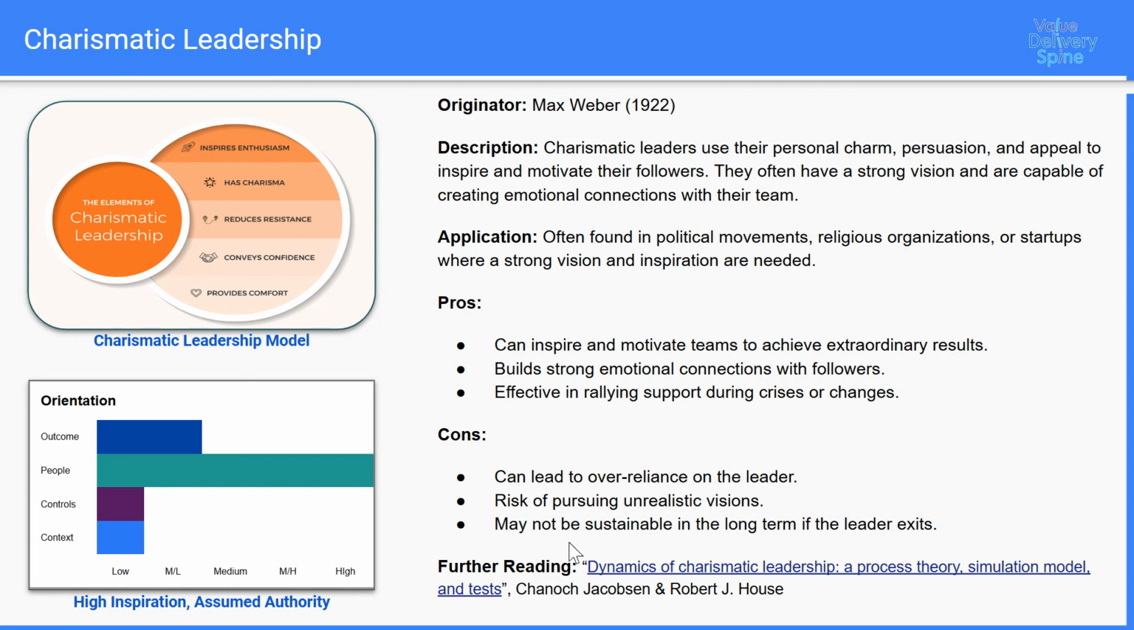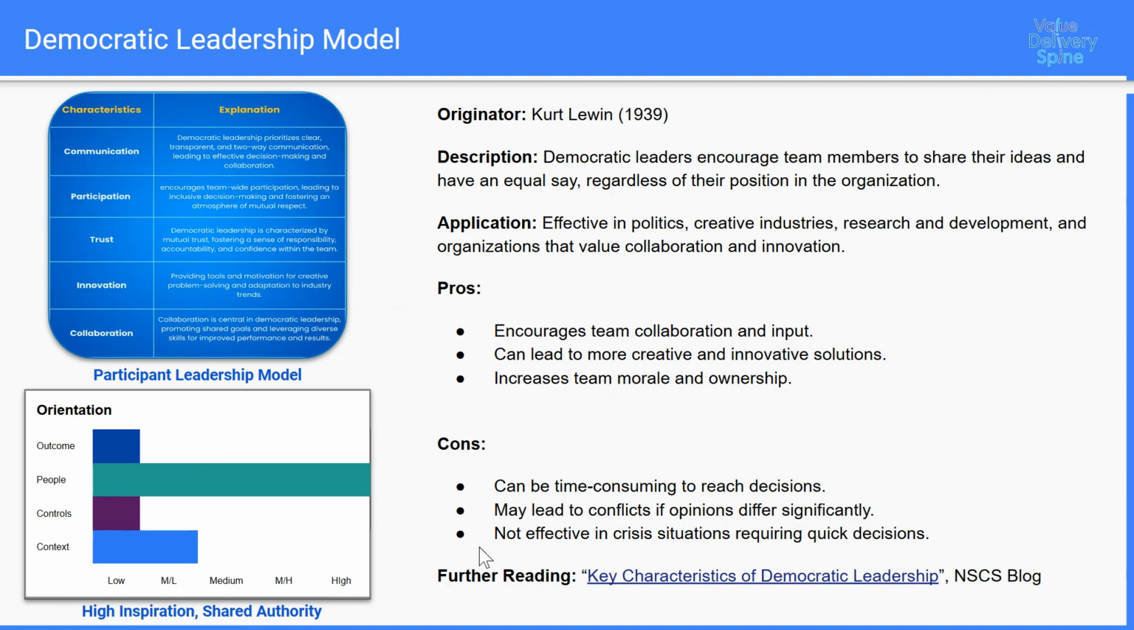You can read more about charismatic leadership and the dynamics of charismatic leadership, a process theory, simulation models, and tests by Jacobson and House, and you can click on this link to find it.